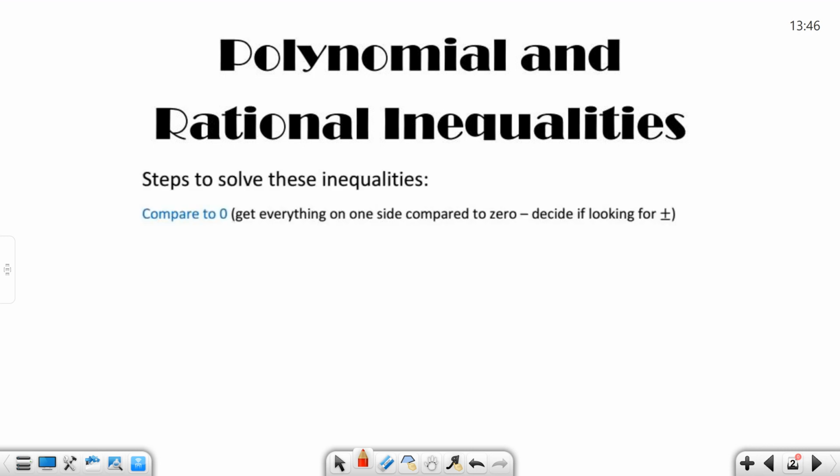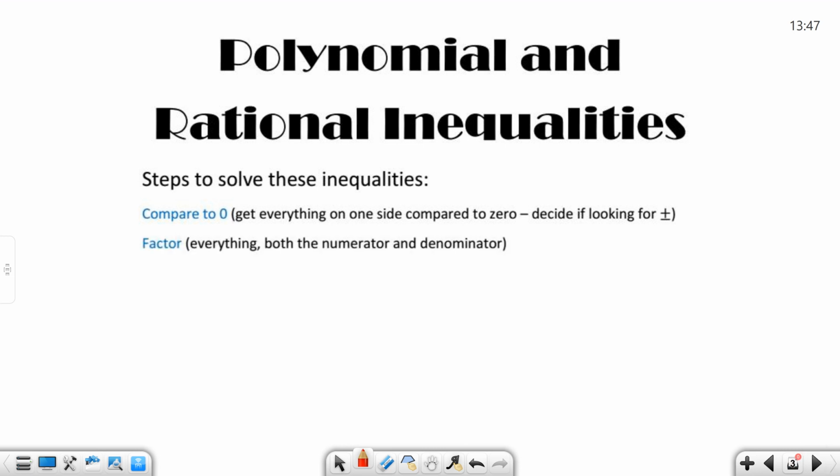And so let's talk about how we solve these inequalities. Well, the first thing I want to do is get everything compared to zero. I want everything on one side of the inequality: less than, greater than, less than or equal to, greater than or equal to. There's four of them. And then decide if I'm looking for plus or minus. Obviously zero separates the positives and the negatives. If it's greater than zero, I want positive. If it's less than zero, I want negative. So I compare it to zero, which gets everything on one side, and decide if I'm looking for positive or negative.